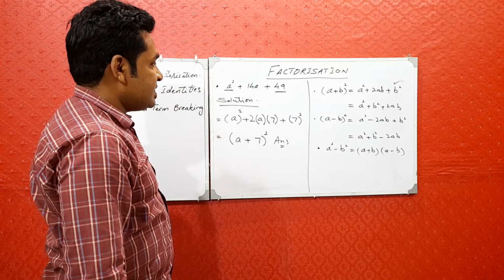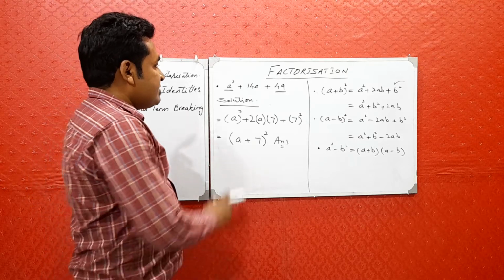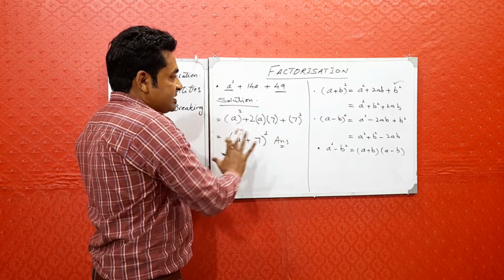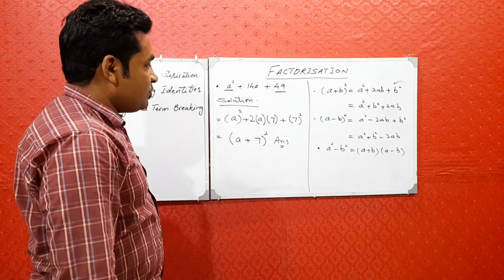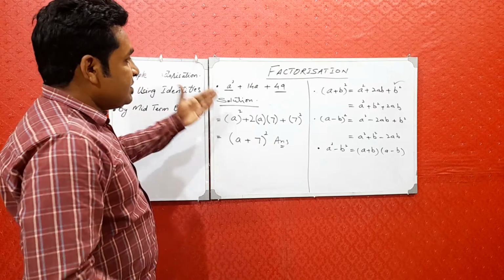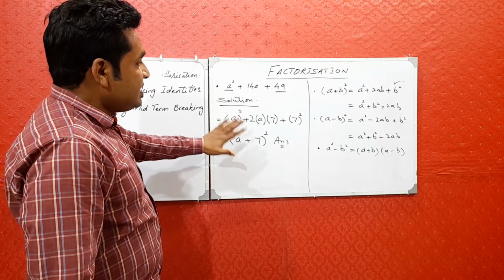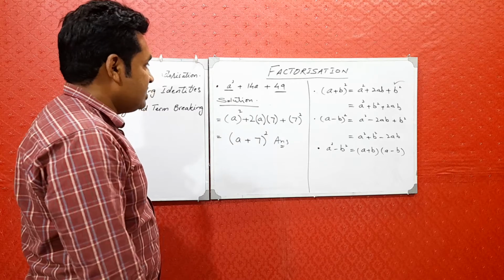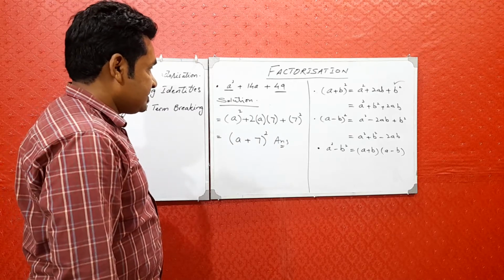I don't think there is any problem in it. Just memorize one thing: the first term and the last term must be perfect squares. If these two are perfect squares, then we can easily use identities. Otherwise we go for the other method, called midterm breaking. But if both the first and last terms are perfect squares, then use identities, and you will see that your question will finish soon and the factorization can be done easily.